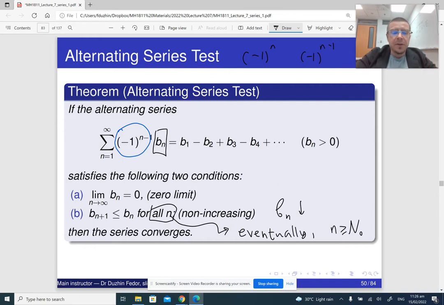Another thing about this alternating series test is that it only works one way, right? So if these conditions are satisfied, if our series is alternating, if its terms have zero limit, and if you remove the alternating signs, whatever remains is a non-increasing sequence, then it converges. But if these conditions are not satisfied, then basically we don't know, so it cannot be applied. So it only works one way.